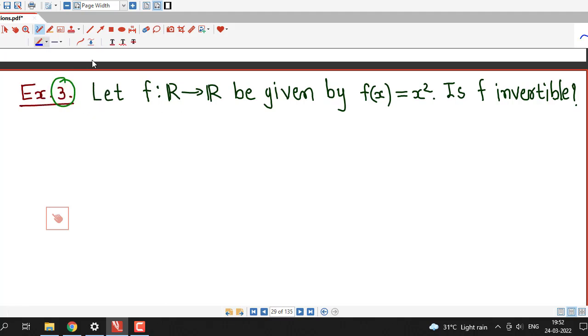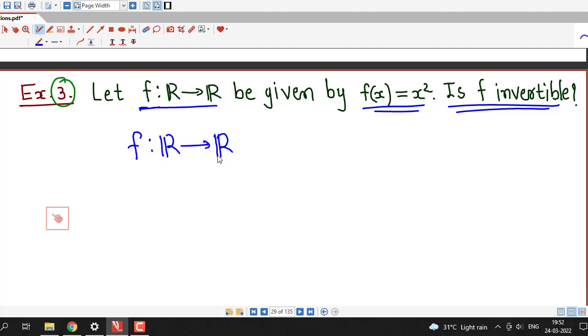Let f from R to R be given by f(x) equal to x square. Is f invertible? So we have to answer this. So we know that a function is invertible if it is 1-1 and onto. So first we check for 1-1. So f from R to R is given by f(x) equal to x square. And if you remember, we have discussed in earlier lectures that this function is not 1 to 1.